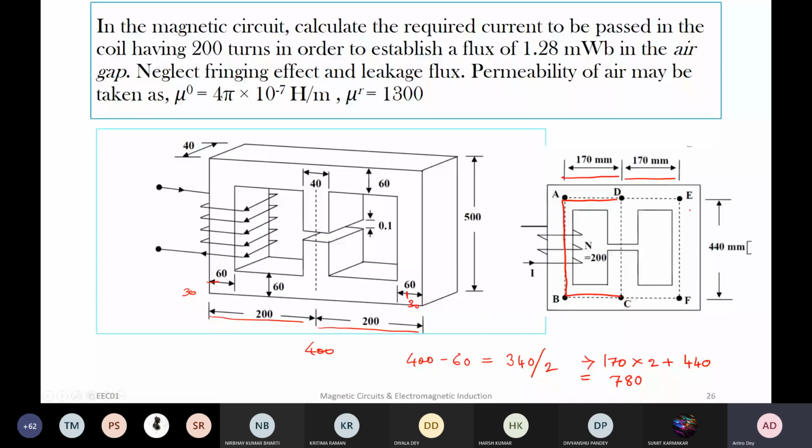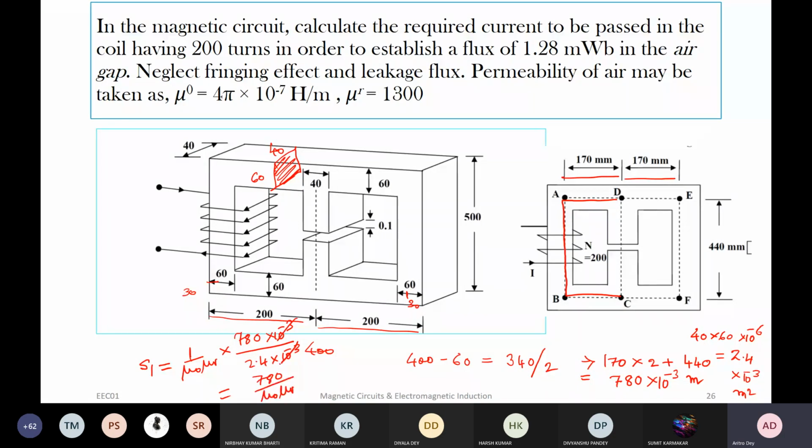Cross section is what? Here it is 40 and here it is 60. So this is your cross section area, right? So that is 40 into 60 into 10 to the power minus 6 meter square. So it turns out to be 2.4 into 10 to the power minus 3 meter square. And this is 10 to the power minus 3 meter. Okay. So then what is your S1? S1 is equal to 1 by mu 0 mu r into L by A. So L is 780 into 10 to the power minus 3 and this is 2.4 into 10 to the power minus 3. So you're left with this. This mu 0 mu r will substitute later, maybe at the end. So this is your S1.